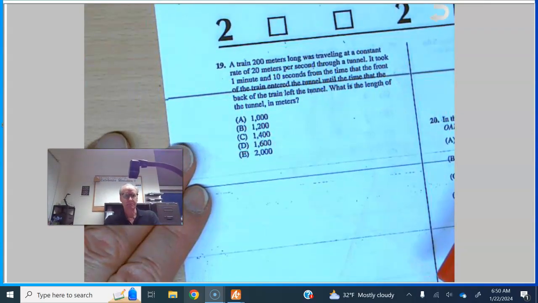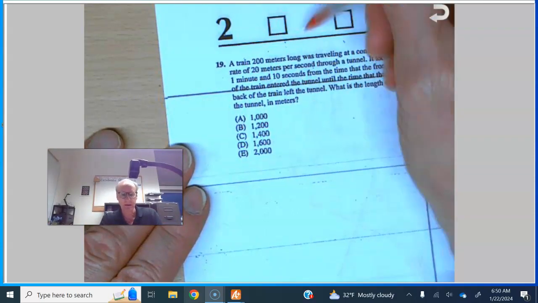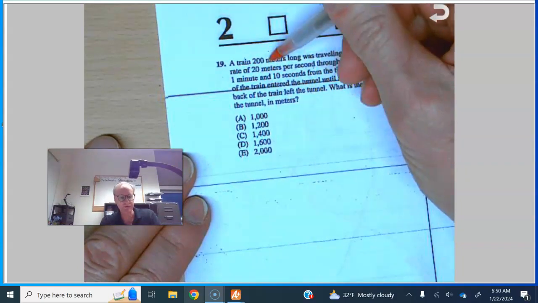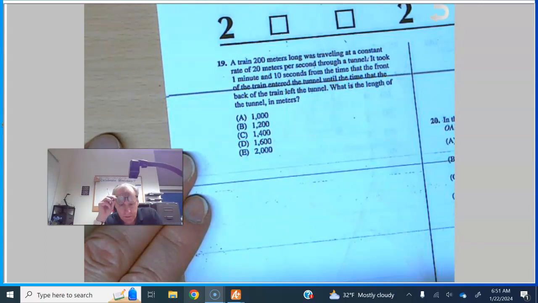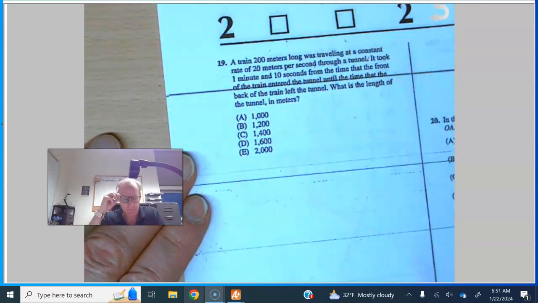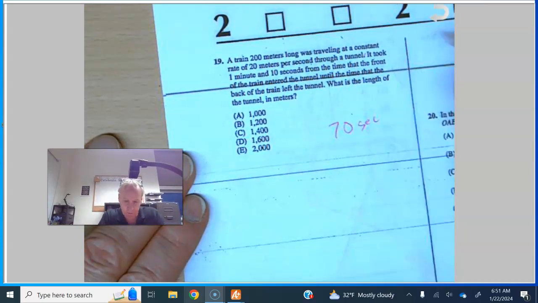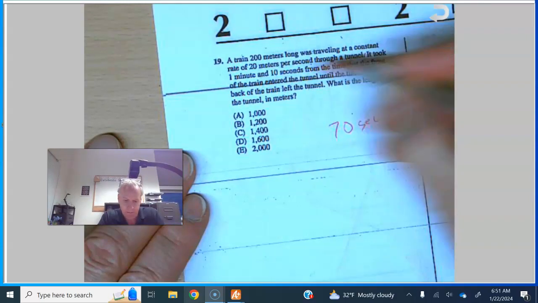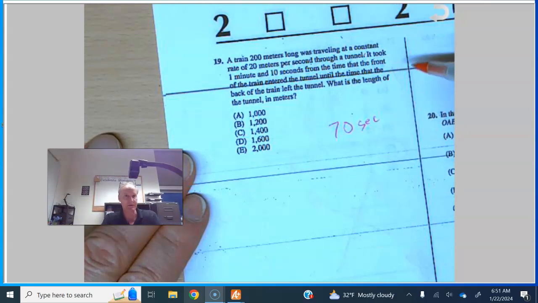All right. A train is 200 meters long and was traveling at a constant rate of 20 meters per second through a tunnel. Okay, 200-meter long train, 20 meters per second through a tunnel. It took 1 minute 10 seconds to go through, from the time the front of the train entered the tunnel until the time the back of the train left the tunnel. What is the length of the tunnel in meters?